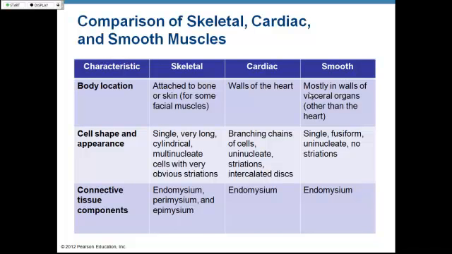Then the smooth muscle cells, they are single cells. They are fusiform, which means that they narrow at each end. So they're bulgy in the middle, and then they narrow down towards the end. We'll see a picture of that in a minute. There are no striations.